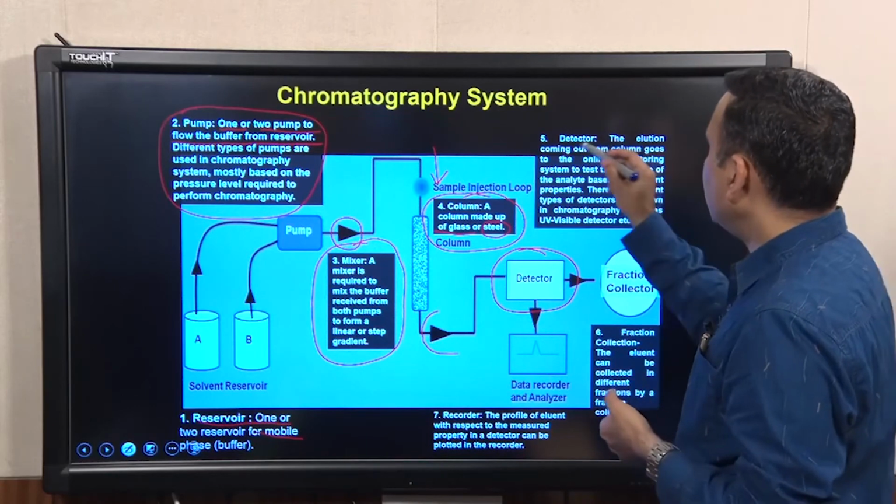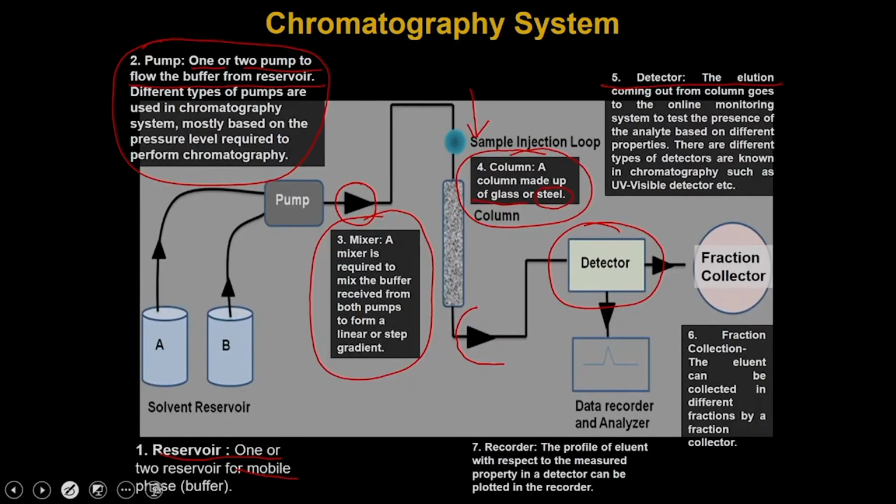Depending on what kind of molecule you are analyzing, you can choose the detector, and that is going to do the online monitoring to test the presence of the particular analyte based on different types of properties. There are different types of detectors such as UV visible detector, fluorescence detector, or RI detector, and all that.